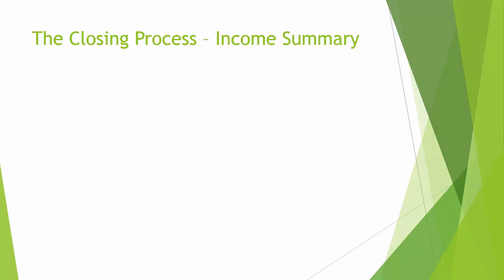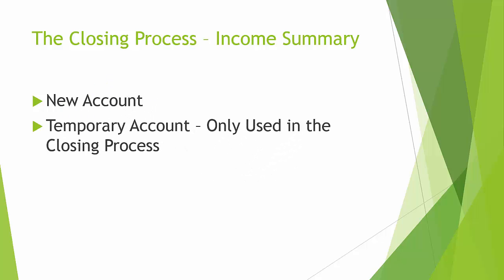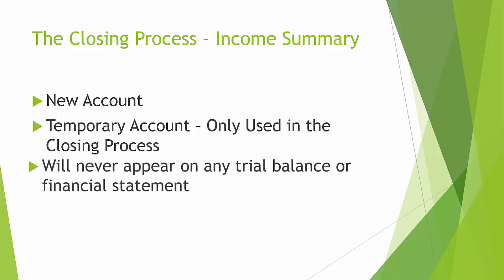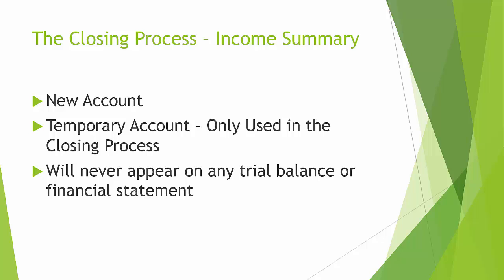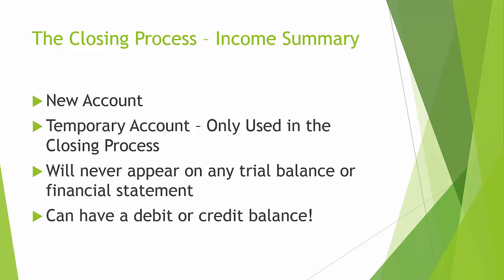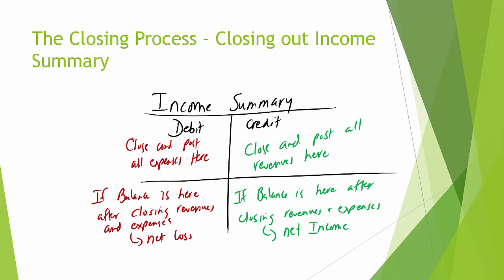Okay, let's talk a little bit about income summary, and we'll see how we use this. Basically, this is a new account, and it is a temporary account that's only used in the closing process. Okay, so we're never going to see it on any trial balance, any financial statement. The only place it will ever appear will be our journal and our ledger, and we use it for closing, and that's it. So very limited use of the income summary account. And here's the kicker. You can have a debit or a credit balance for income summary, and I'll explain that more in a moment.